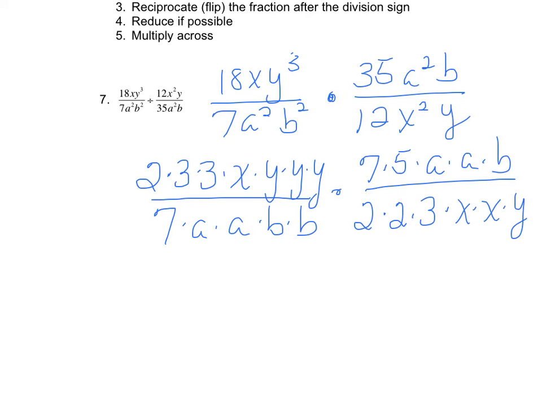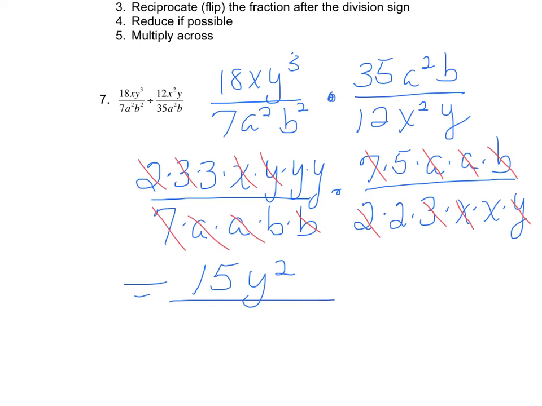All right, let's get ready to actually cancel. A 2 for a 2, a 3 for a 3, a 7 for a 7, an x for an x, a y for a y, an a for an a, a b for a b. Doesn't look like I can cancel anything else out. So let's see what I have here. On the top I have 3 times 5, which is 15. And I have y times y, which is y squared. On the bottom I have b times 2 times x, so it'll be 2bx. And there's my answer.